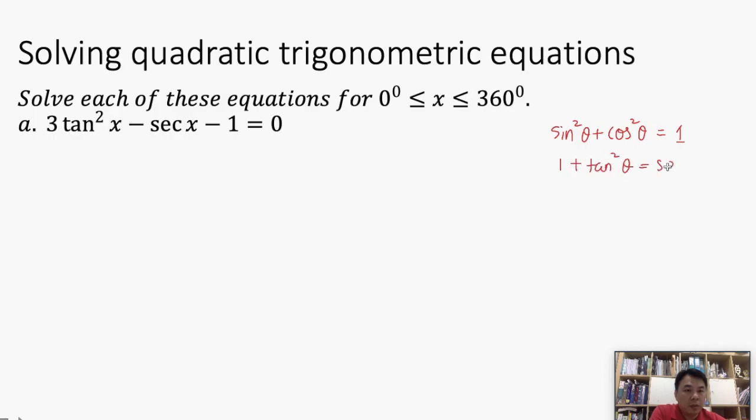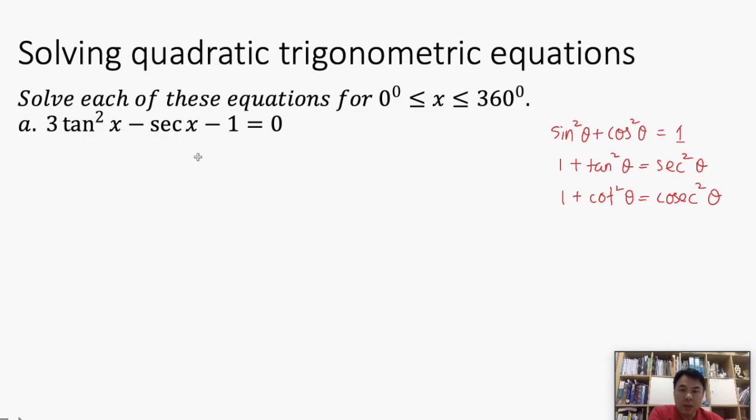Okay, equal to secant square, and then finally 1 plus cotangent square is equal to cosecant square. Right. So from here, we're going to check which one we can actually use. We found that we have something like a tangent square here.